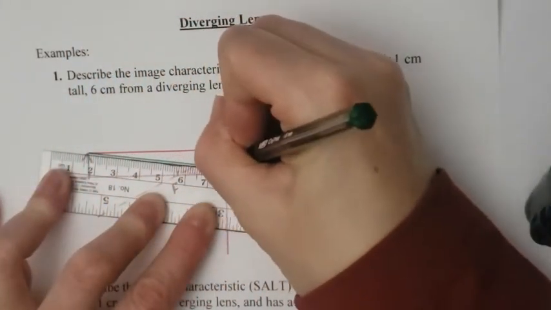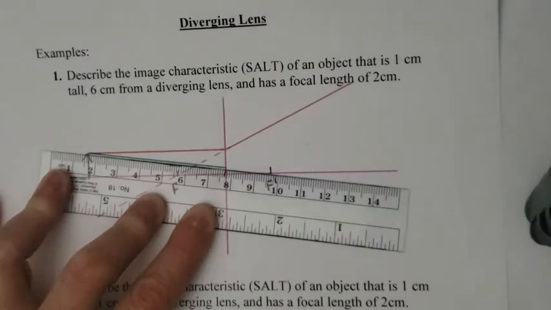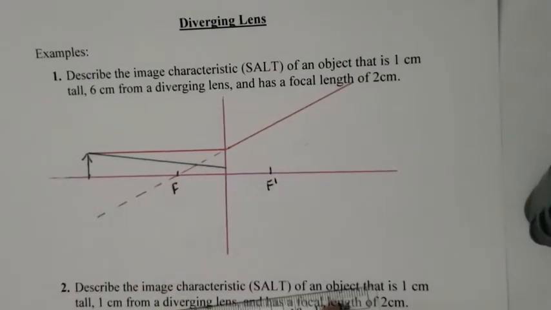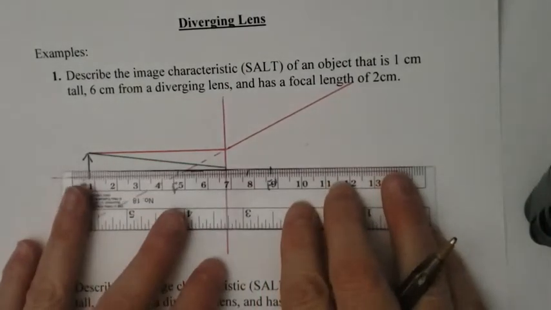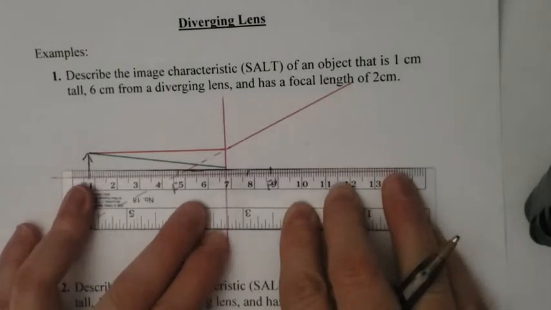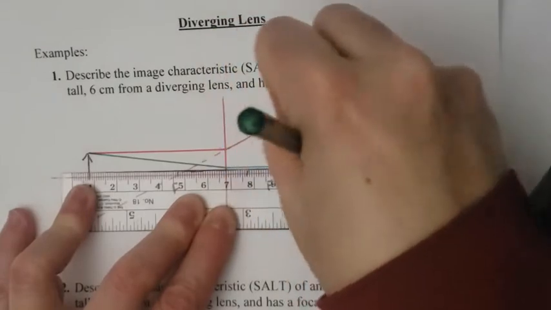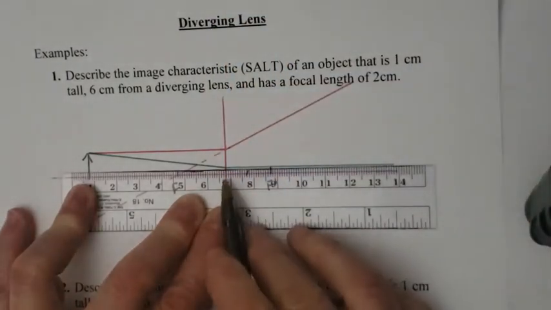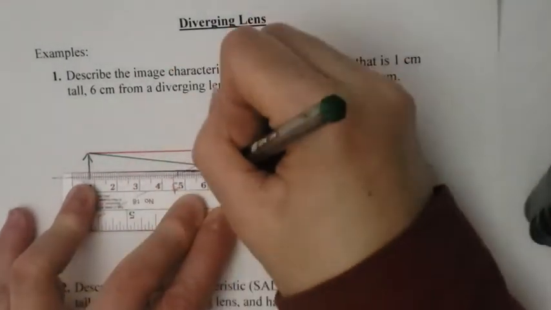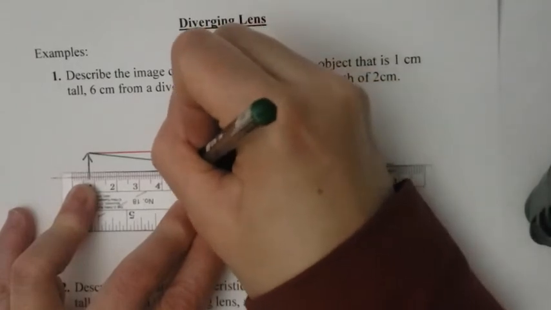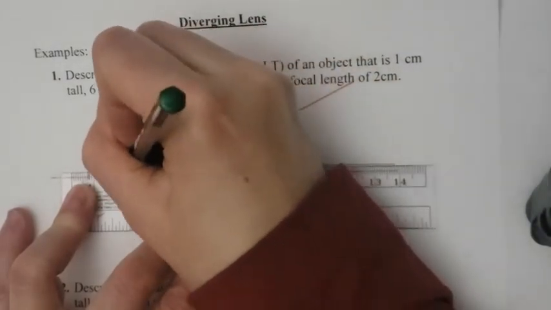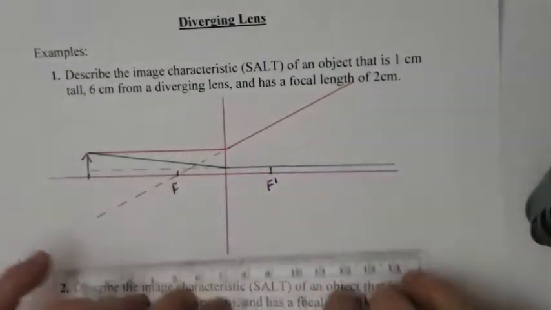And when you get to the lens, we stop. You lift your ruler off. We make it parallel. And this beam would go this way. Now, it doesn't actually bounce back. But if it did, it would follow that path there.